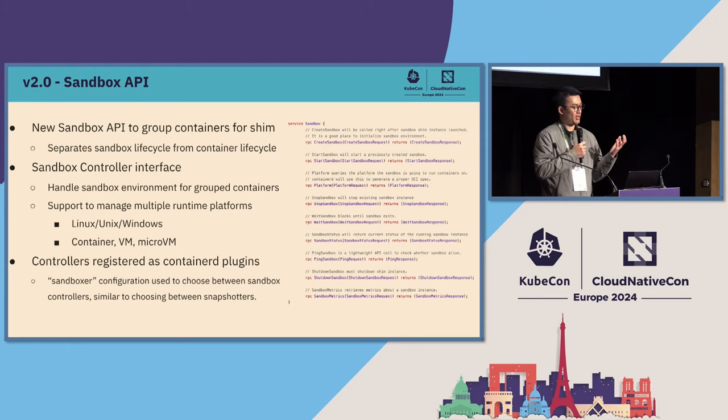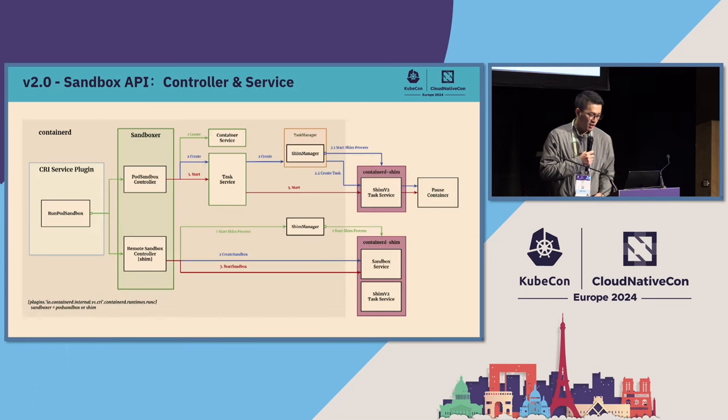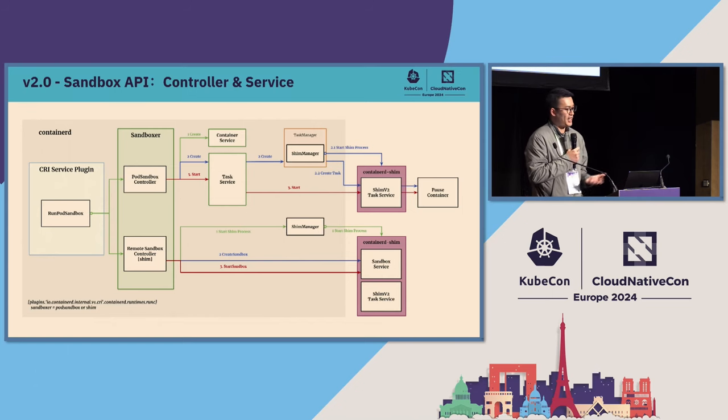And there is another use case. Someone wants to create a sandbox environment that has a different platform from the host. For example, you can create a Windows container on Linux. So the sandbox can also cover that. Based on this design, we end up with this architecture, and this is for the CRI service.